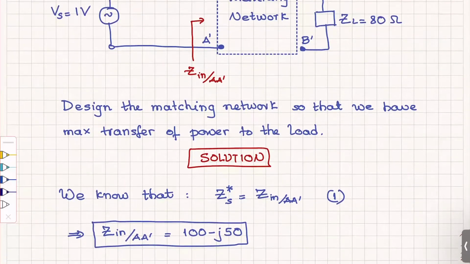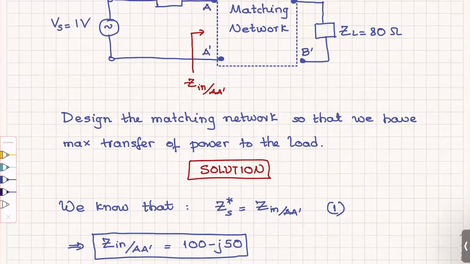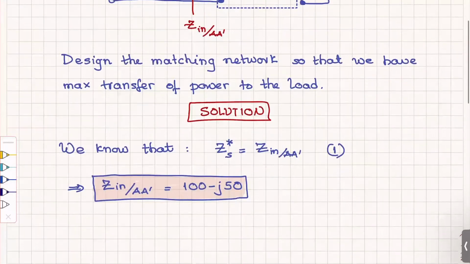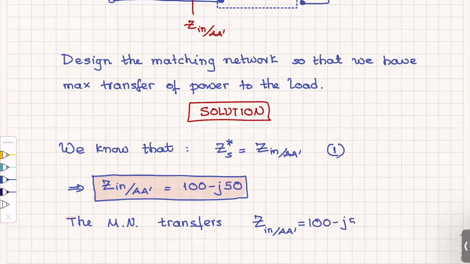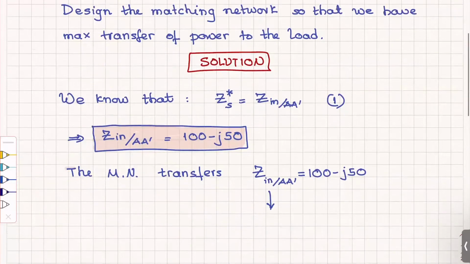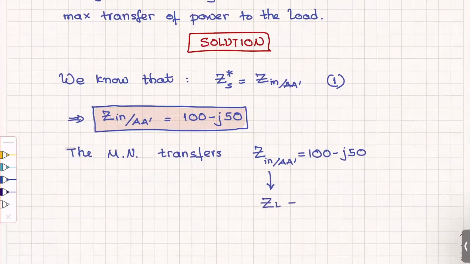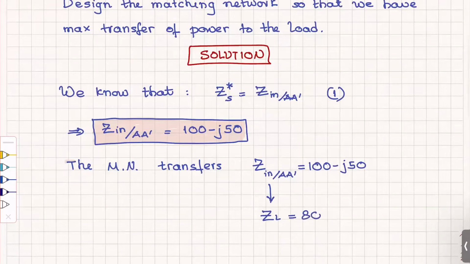Okay, now let's see what we have to do. We have to take this impedance here and transfer it with whatever we are going to place, and then now we have to think what we're going to place. But we have to transfer this impedance to ZL. We have practically to go from Z input, so the matching network, that's how we call it, transfers Z in, which is 100 minus j50, to ZL, which is 80 ohms.